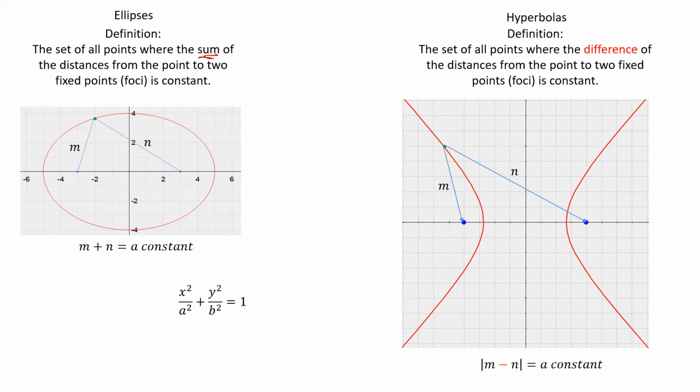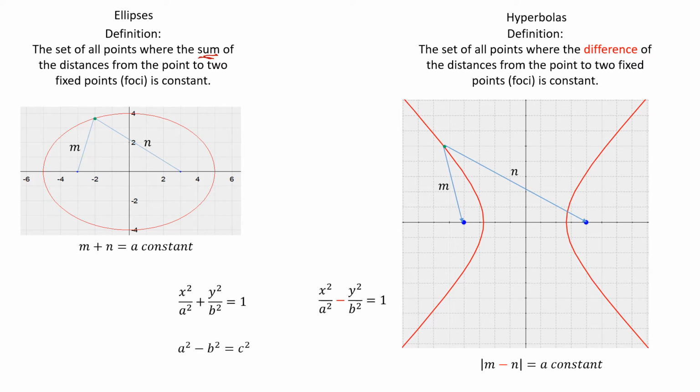For ellipses, the equation was x squared over a squared plus y squared over b squared equals 1. That's the general equation. For a hyperbola, basically the same thing, except instead of adding, we're subtracting: x squared over a squared minus y squared over b squared equals 1.